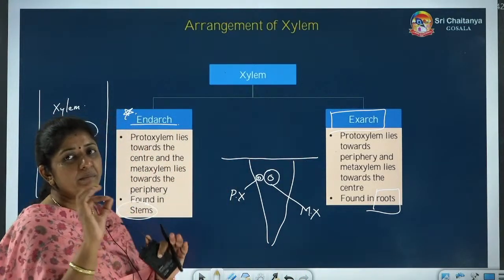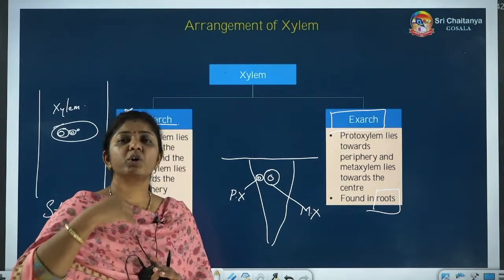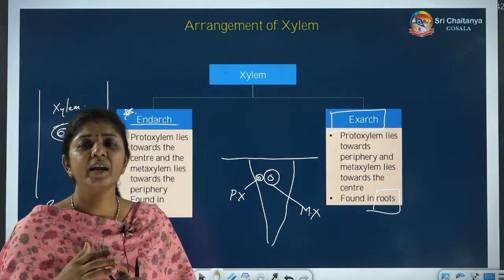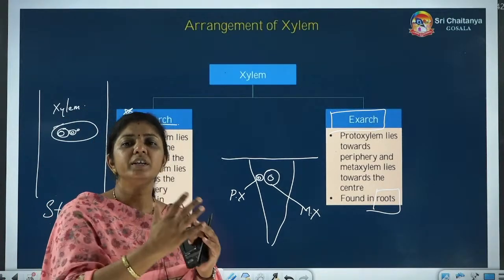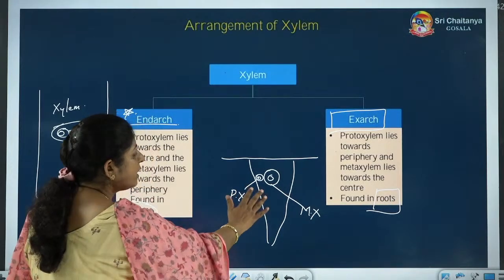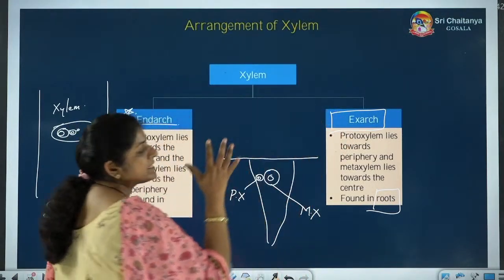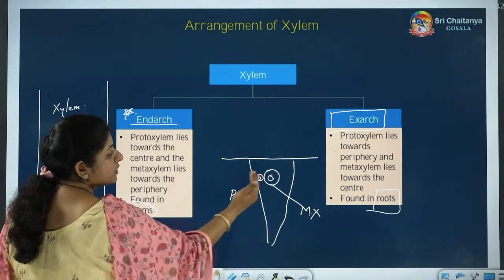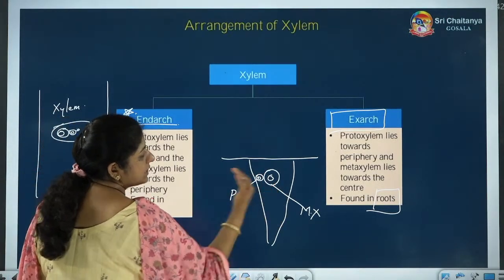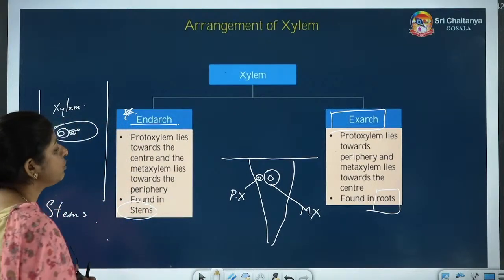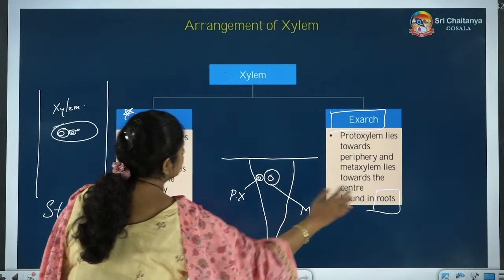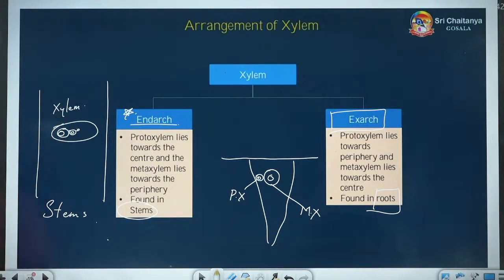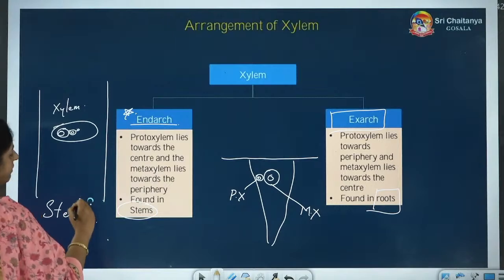Next, the terms endarch and exarch. This is very important. Please focus on these two words because we have to discuss anatomy. There it will help you to identify whether this is the anatomy of a root or of a stem. If it is of a root, you will find xylem in an exarch condition. I repeat, what is exarch? Where protoxylem is towards the outer side and metaxylem is towards the center. That condition is exarch, which is in root. Endarch condition is where protoxylem is in the center and metaxylem toward the periphery, and this feature is of stem.